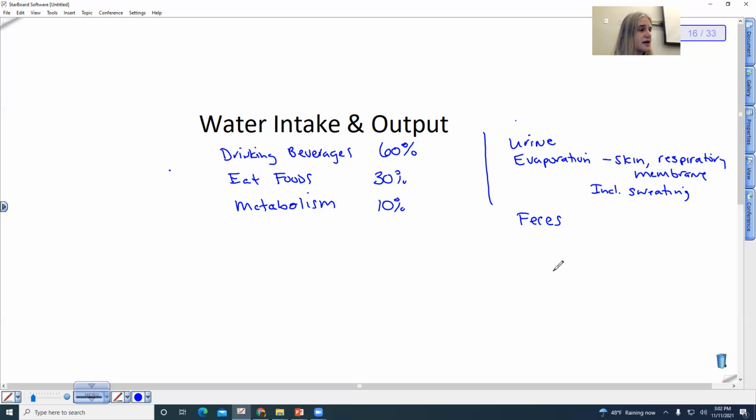Okay, so if we look at the percentage, about 60% is lost in the urine. And then in the feces, that's 4%. And so what is left over would be 28 plus 8, so that'd be 36%. 36%, 4% and 60%.